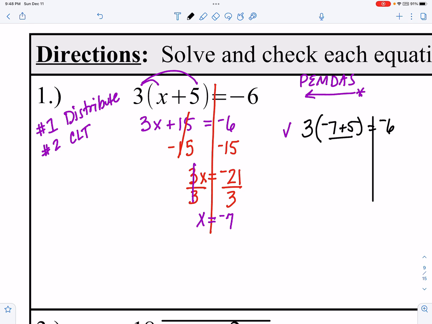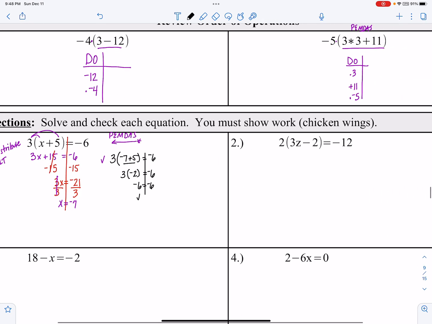Negative 7 plus the 5 gets me a negative 2. And bring everything else down. Now I have the 3 times negative 2 is negative 6 equals negative 6. And so this checks out. All right, let's go over to here.